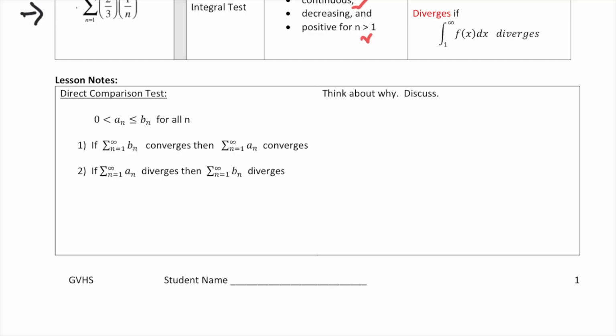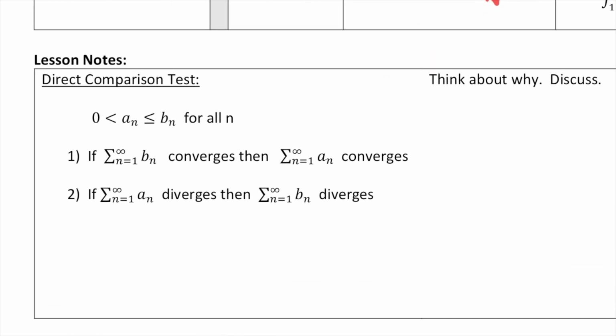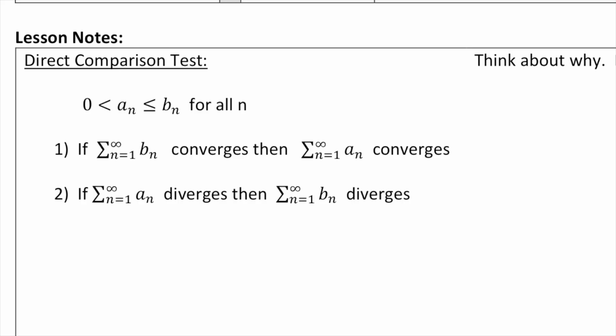The test we're going to look at today is called the direct comparison test. So let's take a look at what we need to consider. We will have all positive terms because a sub n is going to be greater than 0, and we will also declare that b sub n is greater than or equal to a sub n. If the series with b sub n is converging, then the series with a sub n also converges. If the series with a sub n diverges, then the series with b sub n will also diverge.